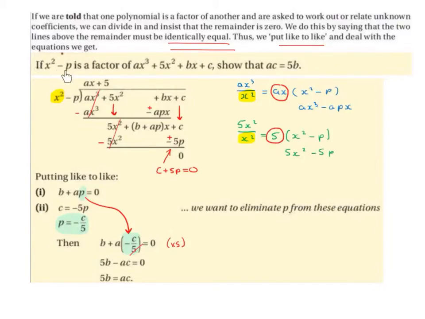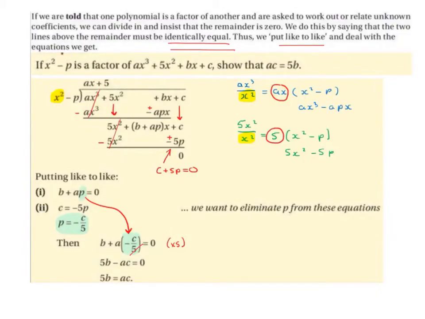So if x squared minus p is a factor of ax cubed plus 5x squared plus bx plus c, show that ac is equal to 5b. So we set up our bus stop, and we're going to put ax cubed plus 5x squared plus bx plus c under the bus stop. We then put our factor in front of the bus stop, which is x squared minus p.